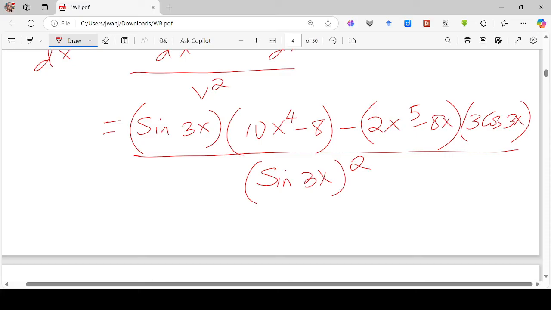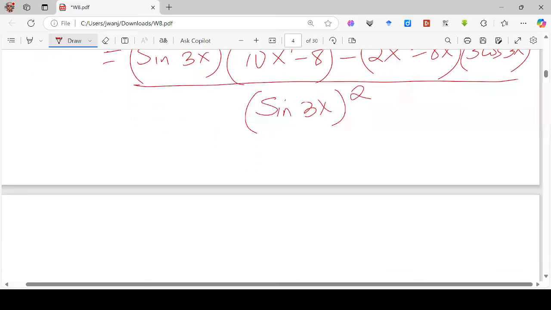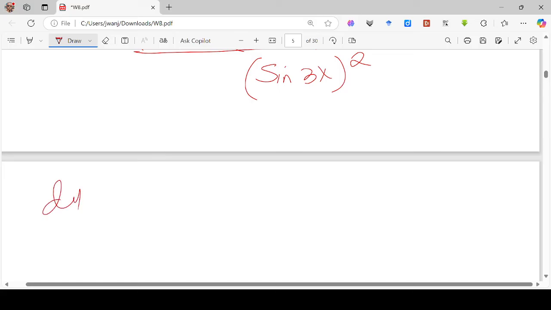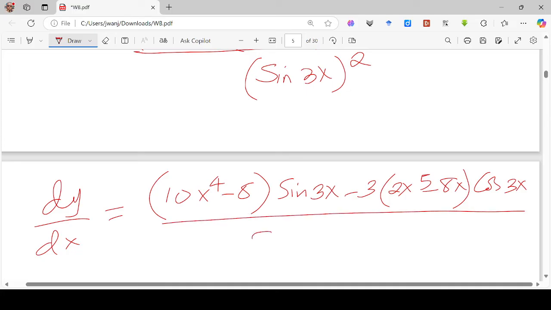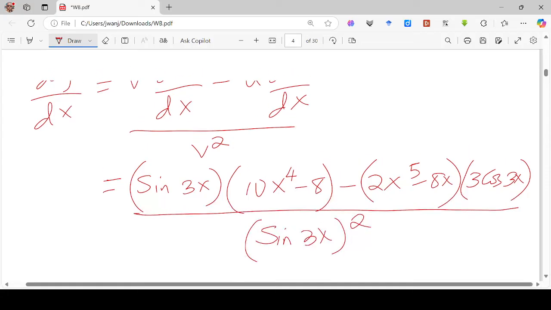We can as well leave it in this form, or maybe we can write it in a better way. dy dx is equal to 10x raised to power 4 minus 8 multiplying sine of 3x, then minus 3 multiplying 2x raised to power 5 minus 8x multiplying cosine of 3x, divided by the square of sine of 3x. So this is the derivative, dy by dx.